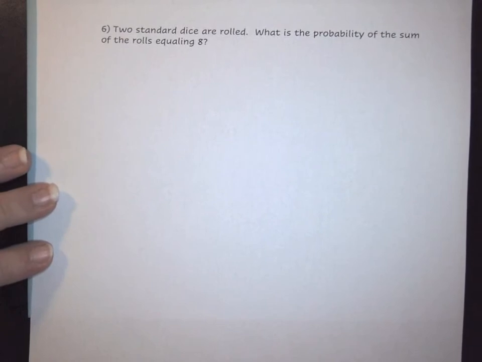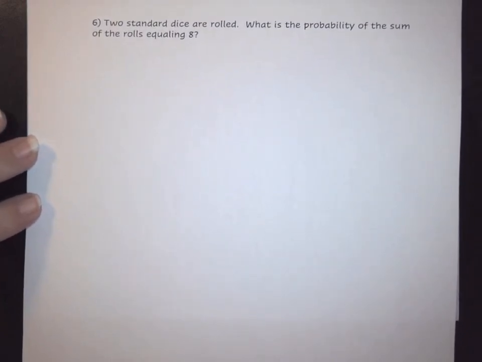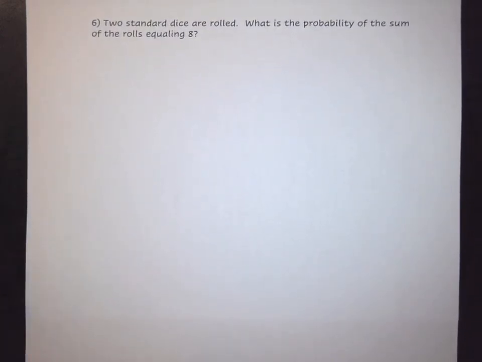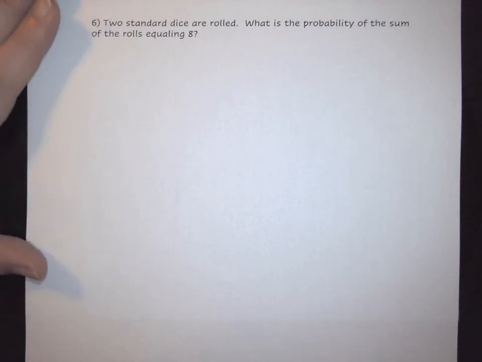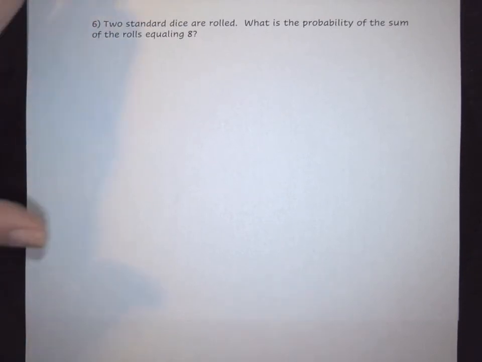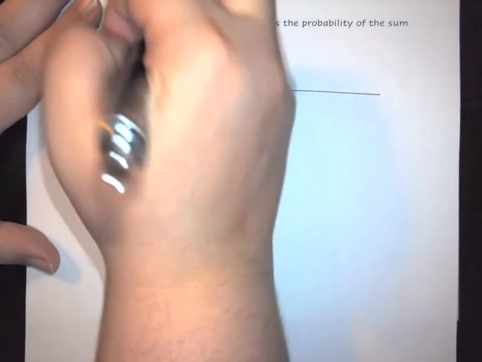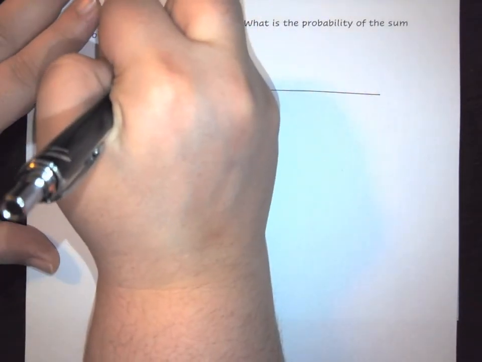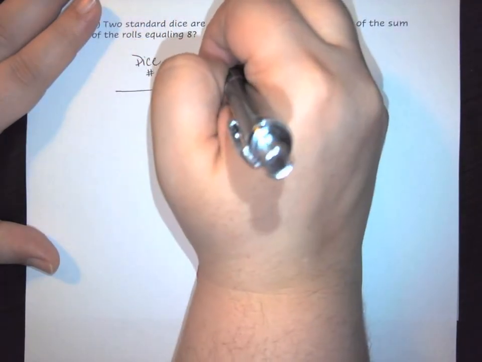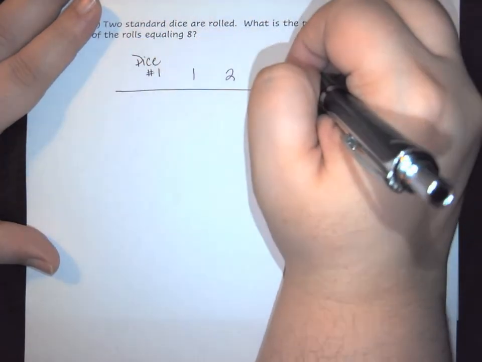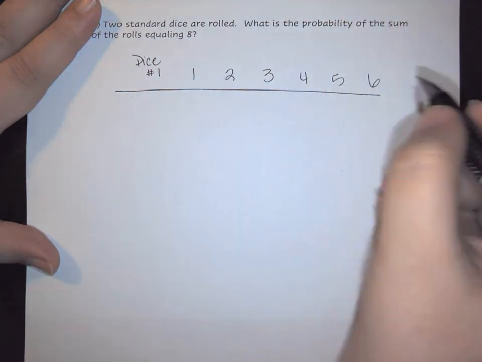Alright, now the last one that I wanted to look at says, what if I have 2 standard dice rolled? What is the probability of the sum of the rolls equaling 8? There's a very fast way that you could figure this out, and I like to do this by drawing a table. The first thing we're going to do is draw across the top, and this is going to be my dice number 1. And my options are 1, 2, 3, 4, 5, and 6.